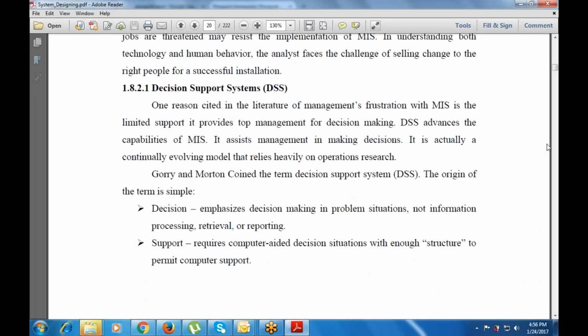Next is the DSS. I am going to continue this in the next class, tomorrow's class. If there are any doubts or confusion till now, or in today's class, then please ask. Tomorrow's topic is the DSS, the decision support system.